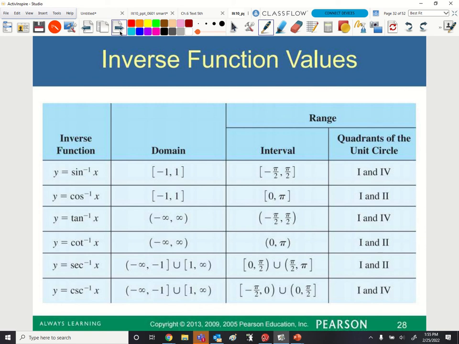So if I'm doing an arc sine, it's in quadrant 1 and 4. If you're doing an arc cosine, it's in 1 and 2. If you're doing an arc tangent, 1 and 4. Arc cotangent, 1 and 2. Arc secant, 1 and 2. Arc cosecant, 1 and 4. So that's telling you the location. This table is actually on the reference sheet too, if you ever lose it. Any other questions?